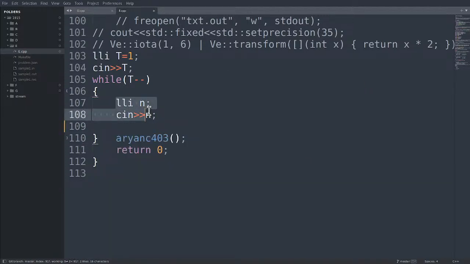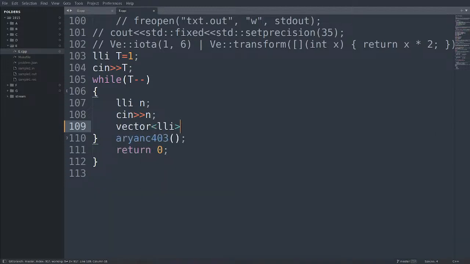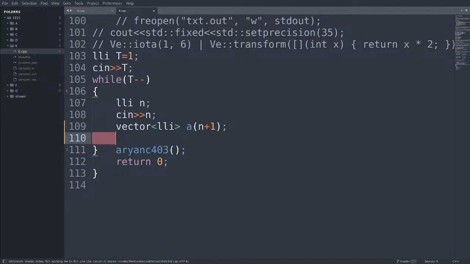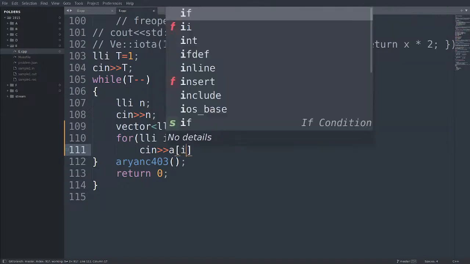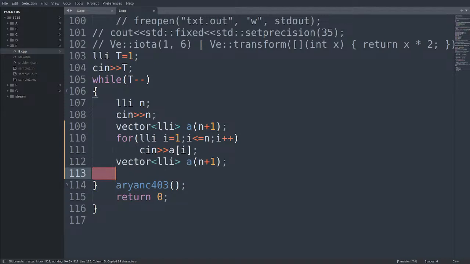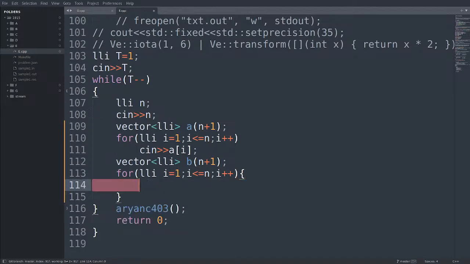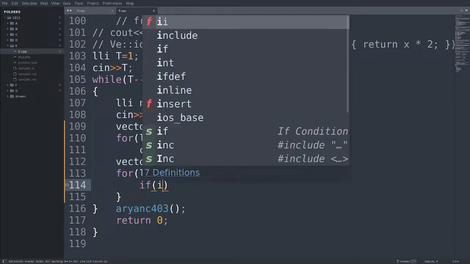Take n as an input. I am following one-based indexing. Now multiply each by minus 1 to the power i, creating an array B now. We know that if i is odd, then minus 1 to the power i is minus 1.